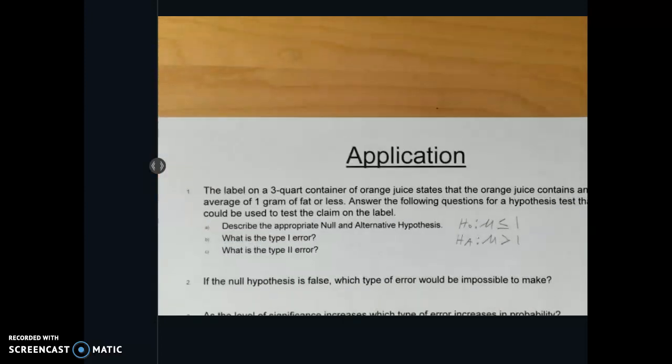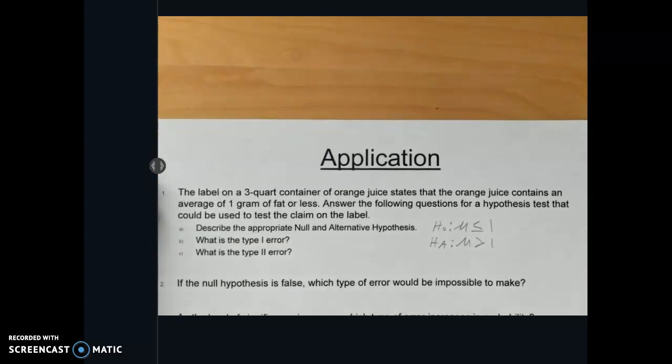Okay, now let's move on to the next one. It says, if the null hypothesis is false, which type of error would be impossible to make? Well, let's consider what could happen if the null is false. If it's false, let's just use this as an example. So if this is not true, the mean is not less than or equal to 1, then we could either reject that or not reject it, which would be a fail to reject.